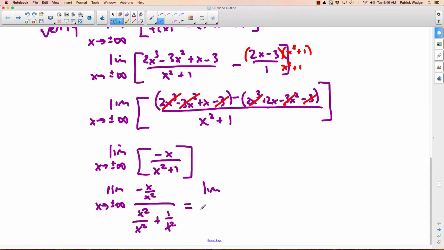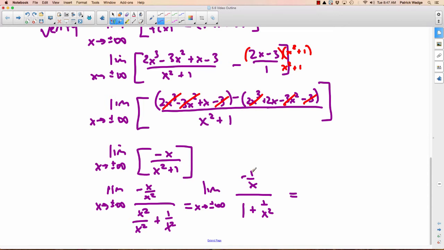So I have to write this again. It's a bit of a drag. Negative x over x squared. You can take an x out of there. So you got negative 1 over x, over x squared over x squared is 1, plus 1 over x squared. You can't do anything. Now we can finally take the limit.